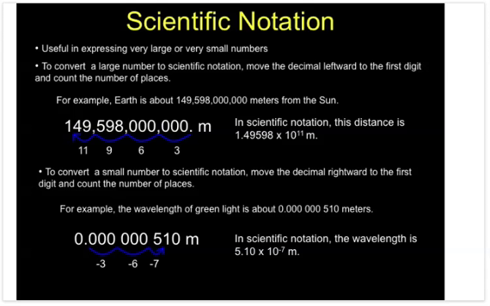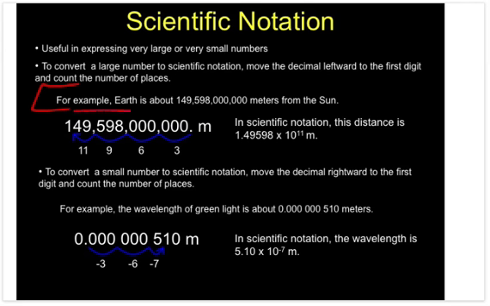Okay, so a quick reminder on scientific notation. I'm sure we've done this before in other classes, but again, we're going to use it in chemistry, so we're going to talk about it. We use scientific notation to have a good way of expressing really large numbers or very, very small numbers.